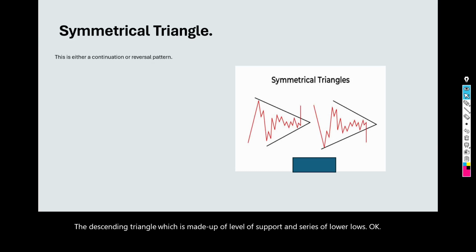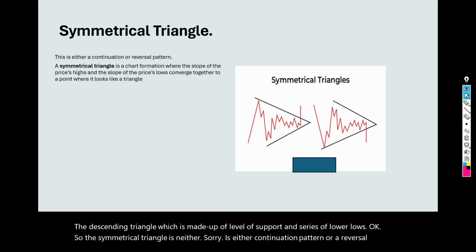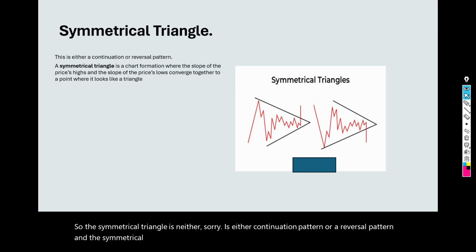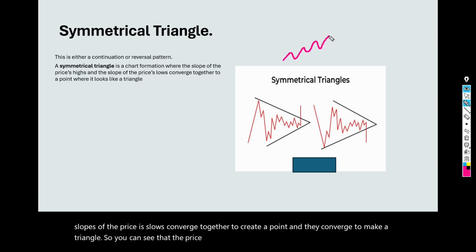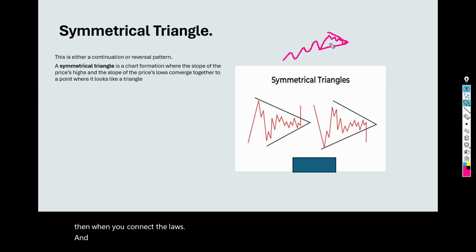So the symmetrical triangle is either a continuation pattern or a reversal pattern, and the symmetrical triangle chart pattern occurs when the slopes of the price's highs and the slopes of the price's lows converge together to create a point, and they converge to make a triangle. So you can say that the price is maybe on an uptrend, and then it starts to slope, but then when you connect the lows and then you connect these highs, they make what we call a triangle.